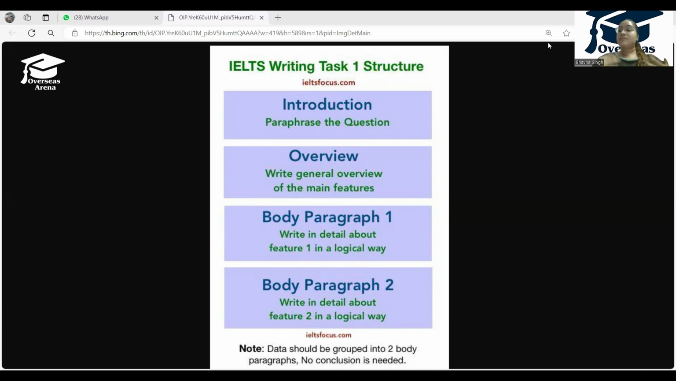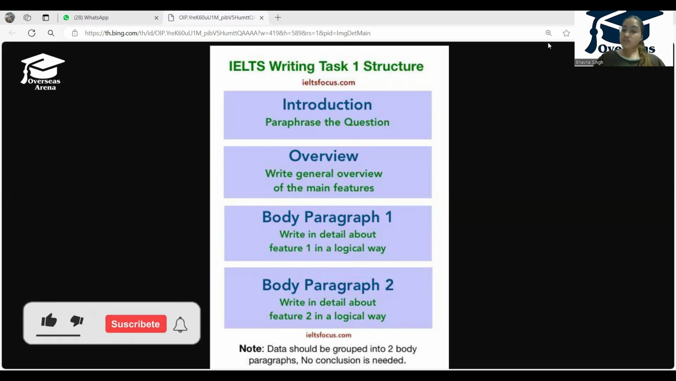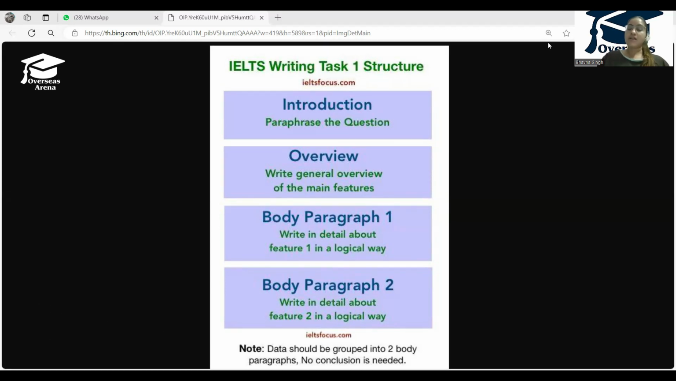In introduction, you just paraphrase the question which has been given to you, and in overview, you give the thesis as to what are the major details that you can observe in the picture. That is whether it is a graph, pie chart, or a line, or a picture diagram, whatsoever in task 1. And after that, in body para 1, body para 2, you give the essential comparison details of the table chart, pie chart, whatsoever is given to you.